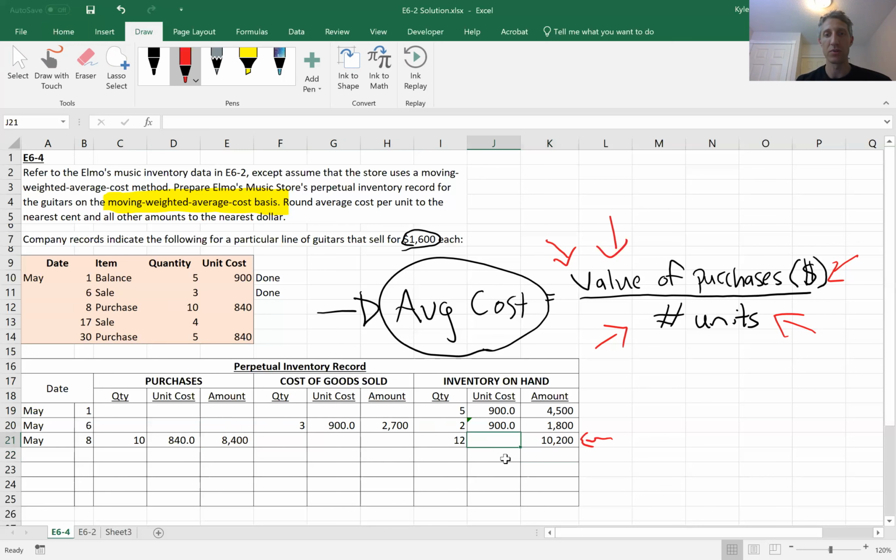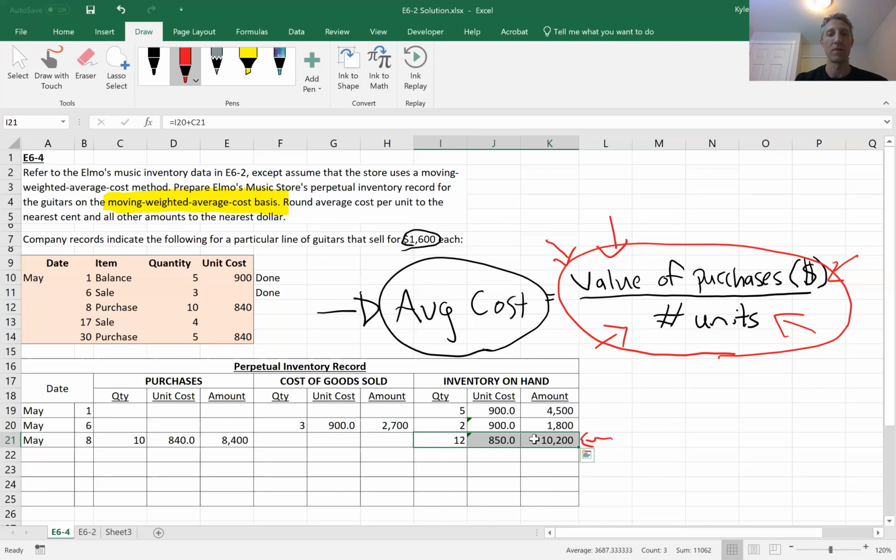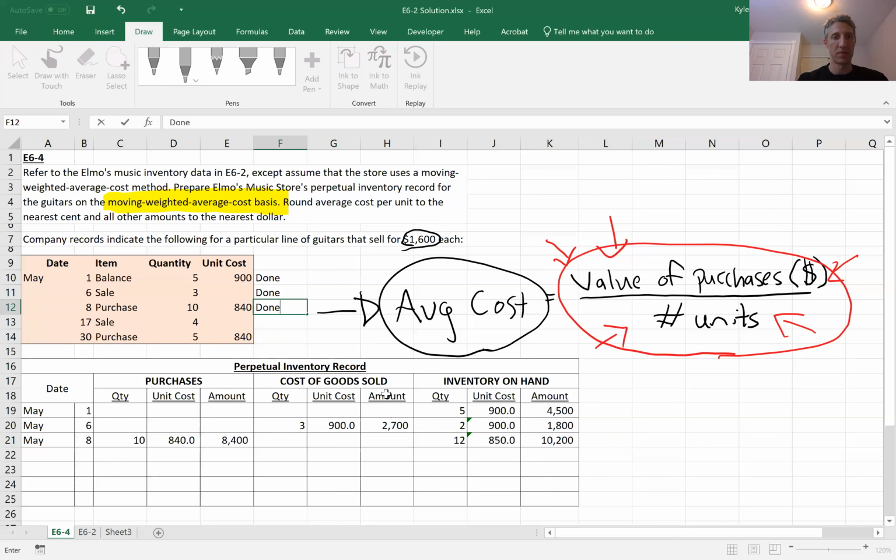To get our average unit cost, I'm going to look at the formula that I've given myself up top, value of purchases divided by number of units. Well, the total value is 10,200, and I'm dividing that by 12 units. So now my average unit cost is $850. And this is what I'm going to use now if I make a sale to calculate what my cost of goods sold amount would be. And now we're done with the May 8th transaction. We're going to move forward with May 17th.